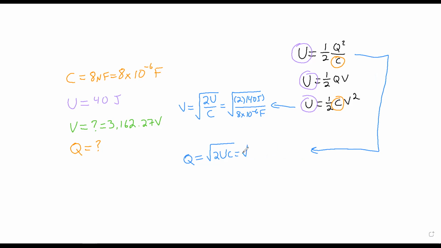Yeah, square root of 2 times 40 joules times 8 times 10 to the minus 6 farads. And so Q, what value did you guys get of Q? 0.025, without a multiplier. 0.0250. These would be coulombs.